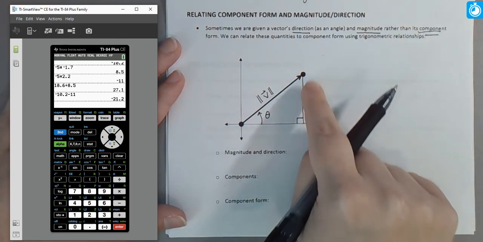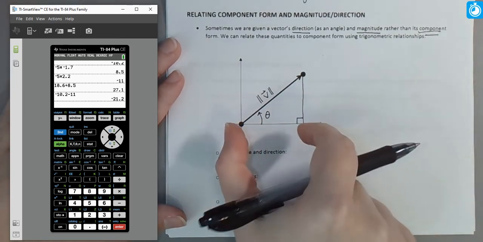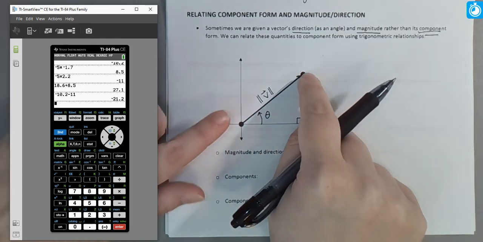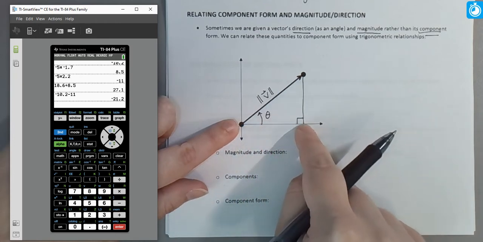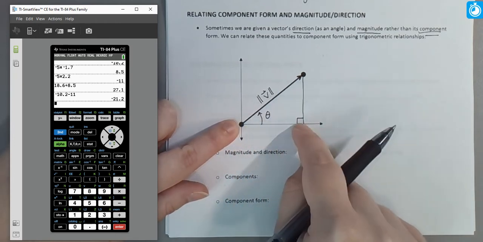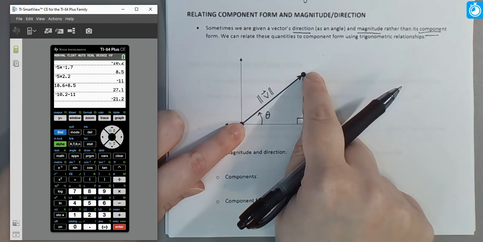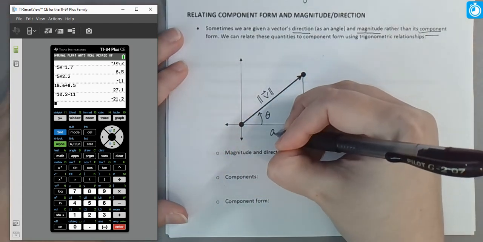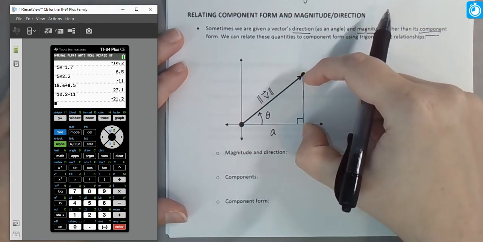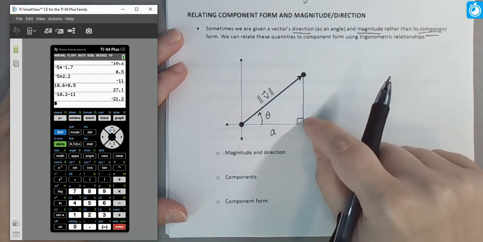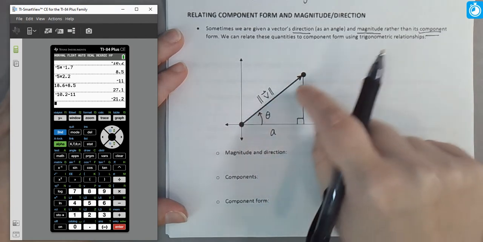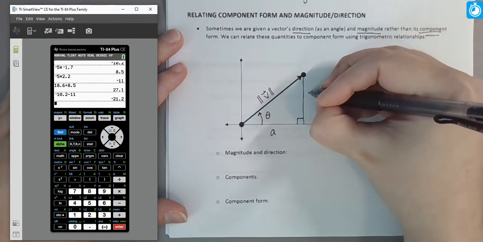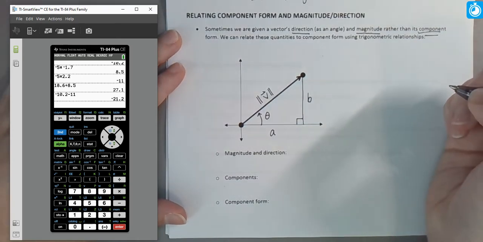What do these individual sides represent? If we're traveling from an initial point to a terminal point, this particular side represents the horizontal displacement to go from one point to another. We call that the horizontal component, and we'll label it A. This other length represents the vertical displacement to go from the initial to the terminal point, what we refer to as the vertical component. We'll call this B.